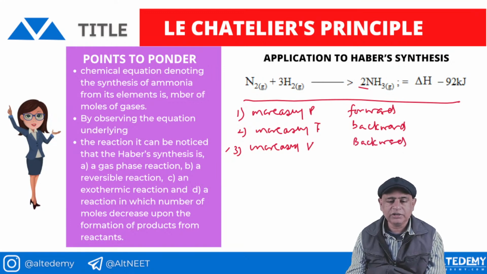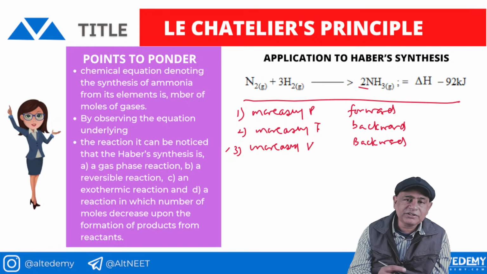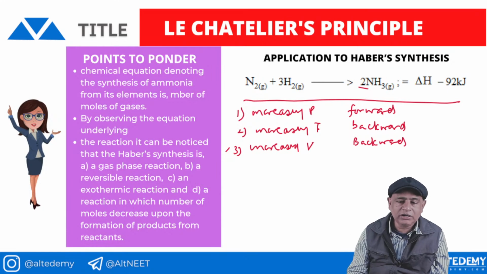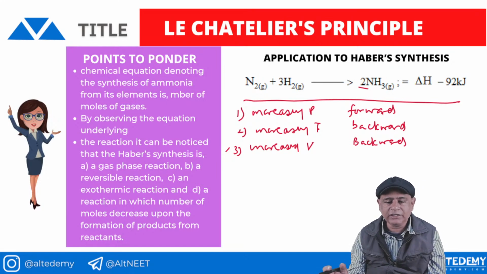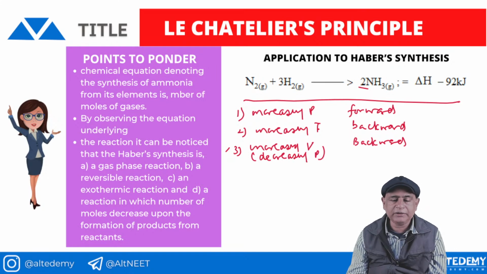Look at this situation. Increasing volume means decreasing pressure. If we are decreasing the pressure, then obviously the reaction will start moving in the backward direction, because the backward direction has more pressure and the forward direction has less pressure. If we are increasing the pressure, then it is moving in the forward direction. If we are increasing volume, it means decreasing pressure. Obviously, it will come as a natural corollary of the first statement. So pressure, volume, temperature, three things have been taken up, and you can understand.